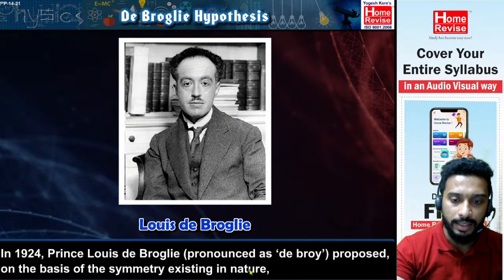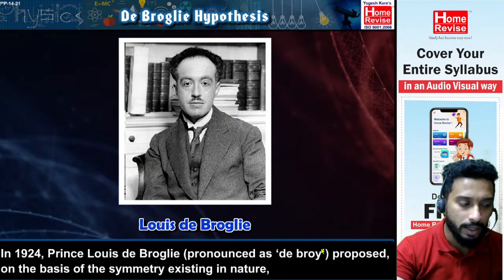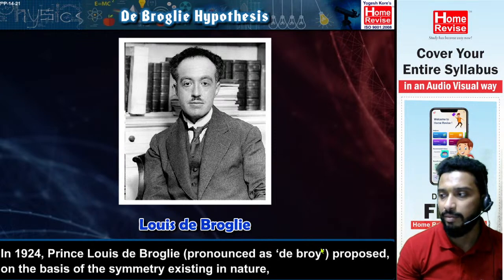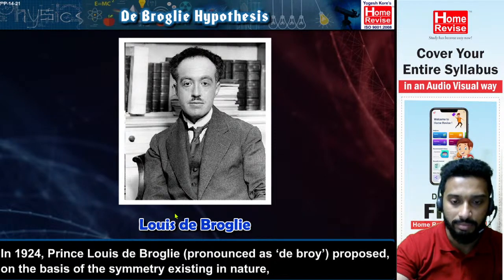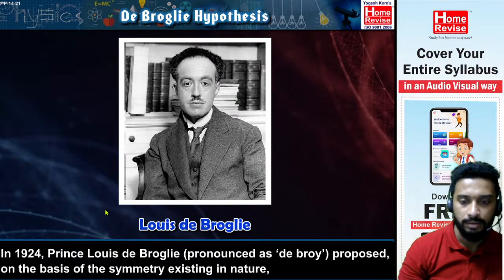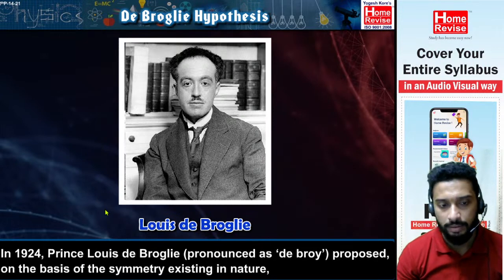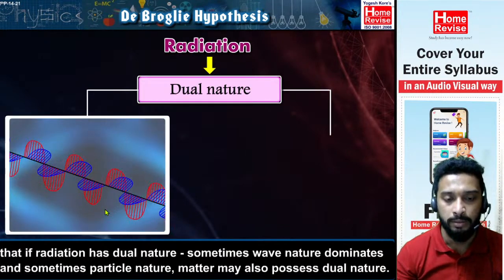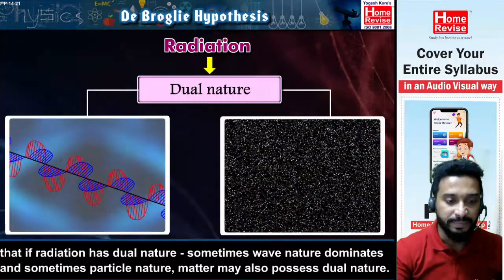De Broglie, या आप इसे De Broglie बोल सकते, pronounce as De Broglie. Reason being, this guy might be a नेदरलैंड का गाय, तो ये ब्रॉगली के जगह पे De Broglie ऐसा भी बोलते हैं. Prince Louis de Broglie, pronounced as de Broglie, proposed on the basis of the symmetry existence in nature that if radiation has dual nature, sometimes wave nature dominates and sometimes particle nature, matter may.